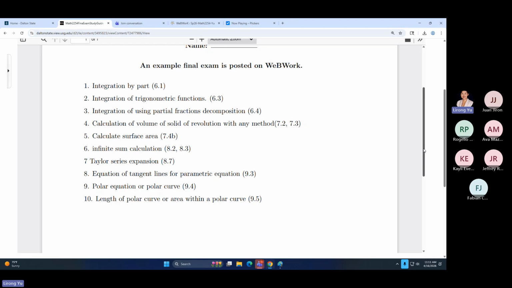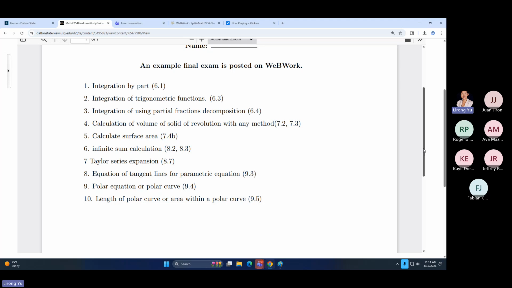Infinite sum, that was A2, A3. Taylor series is A7 or A8. Equation of tangent line, which equation? So based on this, we don't have any chapter 10 on that, but we have homework. Other than the homework from chapter 10, as we were studying, we won't have any major question on the final or on the test. So that's the plan, at least.